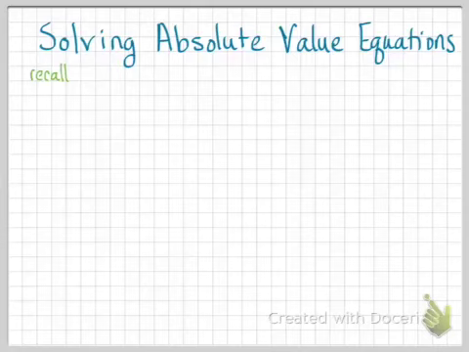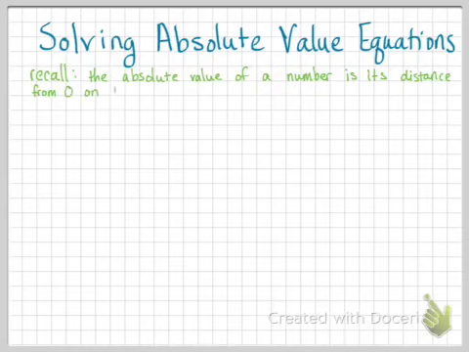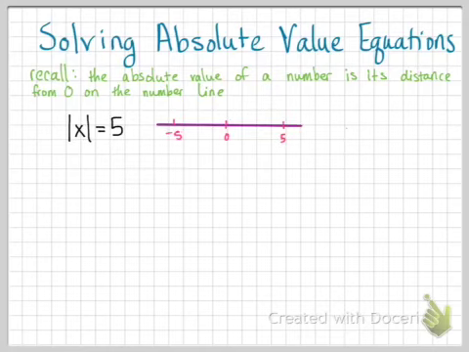Okay, today we're going to talk about solving absolute value equations. So you've just solved some linear equations, and let's recall what absolute value means. The absolute value of a number is its distance from 0 on the number line. That means that if you're standing at 5, you're 5 units from 0, and if you're standing at -5, you're also 5 units away. Okay?